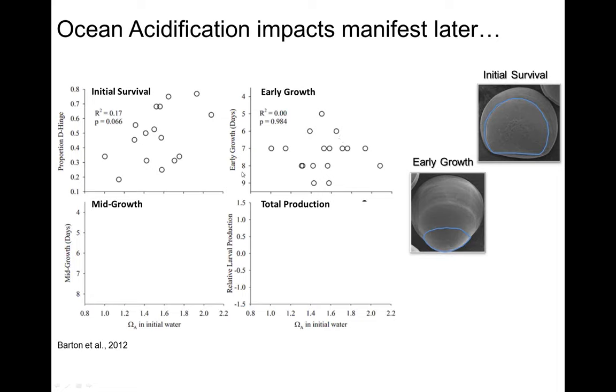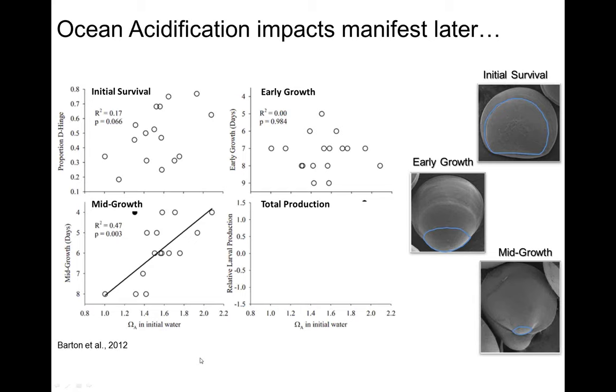You see there's really no trend within early growth, and so how long it takes them to get to that first benchmark following fertilization really shows no impact from the water they're spawned in. In mid-growth, we start to see a significant relationship between the spawn water and mid-growth, and so the mid-stage, which is now getting into about 7 to 14 days, you see some changes in how quickly they're growing.